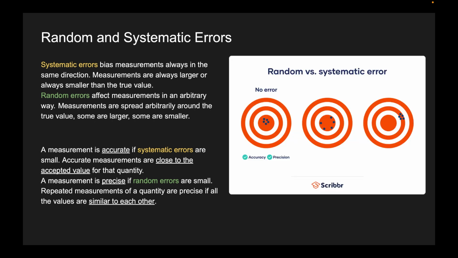So here's an example of errors. First diagram has no errors, therefore obtained results are accurate and precise. Second diagram shows random errors because results are close to the true value, hence the results are accurate. They are not precise because the obtained results are not similar to each other. Third diagram depicts systematic error because all obtained results are larger than the true value. Since the results are similar to each other, they are precise but not accurate.